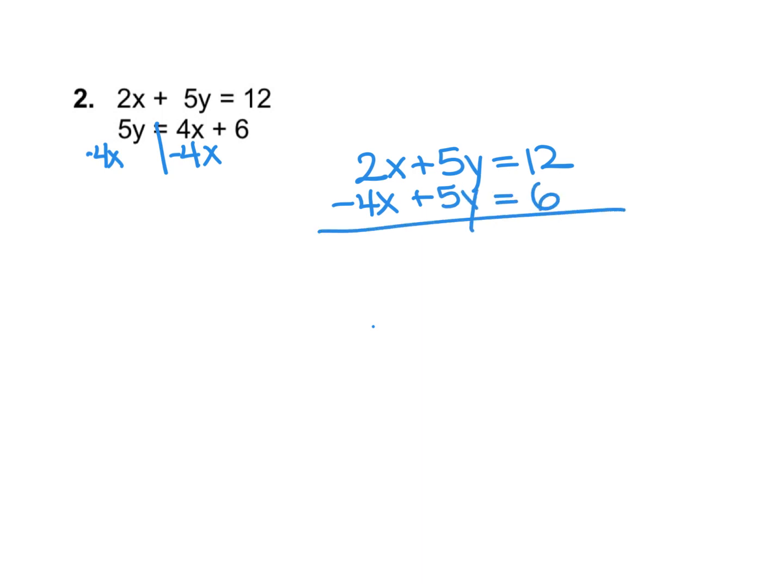Now for this one, in order to solve it, the positive 5y and the positive 5y would not cancel out. So I would either subtract everything, or I could take the opposite of everything by making anything that's positive negative and anything that's negative positive. And notice now how the y's would cancel out, and then I could continue solving.